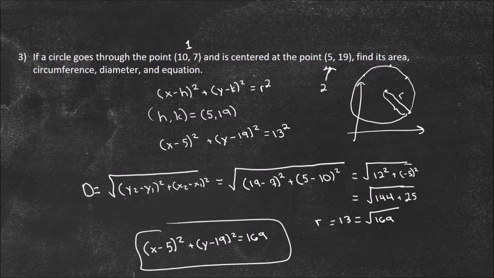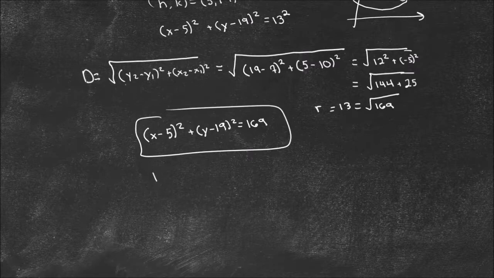Okay, so the easiest one is the diameter. So let's do that first. Remember the formula for diameter. D equals 2 times the radius. Well, we figured out that the radius was 13, so it's just 2 times 13 equals 26. So this question really tests you on everything.